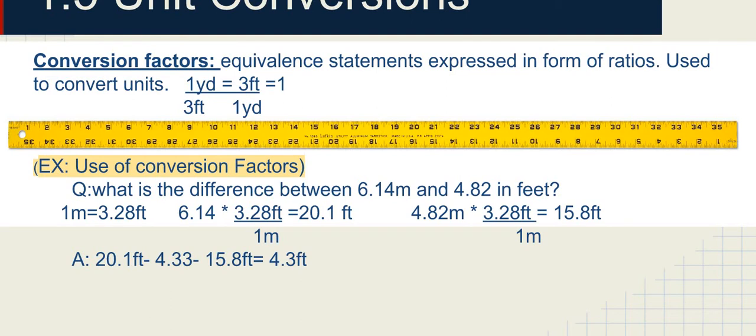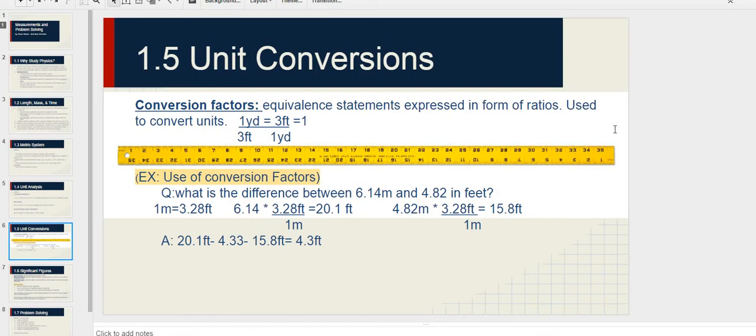that's what I'll see. And so when you're giving this presentation, you can say: conversion factors are equivalent statements expressed in the form of ratios, used to convert units. 1 yard is equal to 3 feet, is equal to 1 yard. And if for whatever reason I wanted a visual image of what a yard is, I literally have a yardstick in front of me. And then here's the application, how many feet are in a meter and stuff like that. And so you just got to play around with it, and you can do whatever you like.